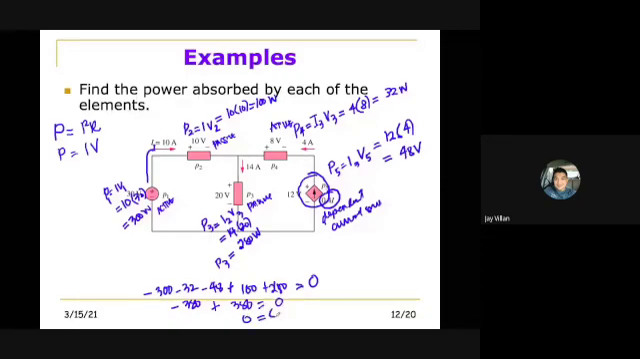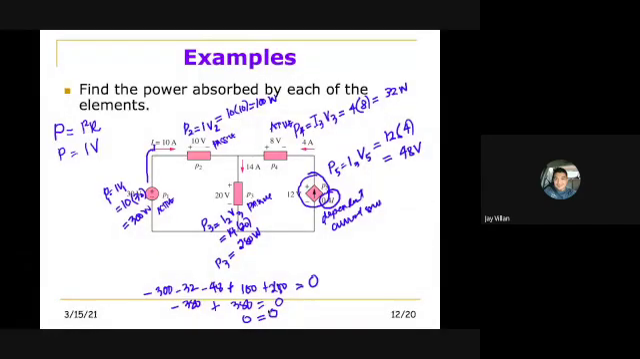Okay? So that is how power is conserved, or energy is conserved in a circuit through the power. Okay, so that concludes our discussion for today, regarding the basic concept.